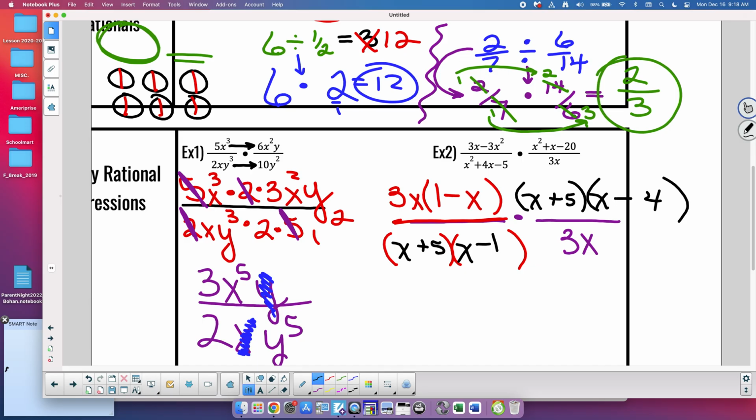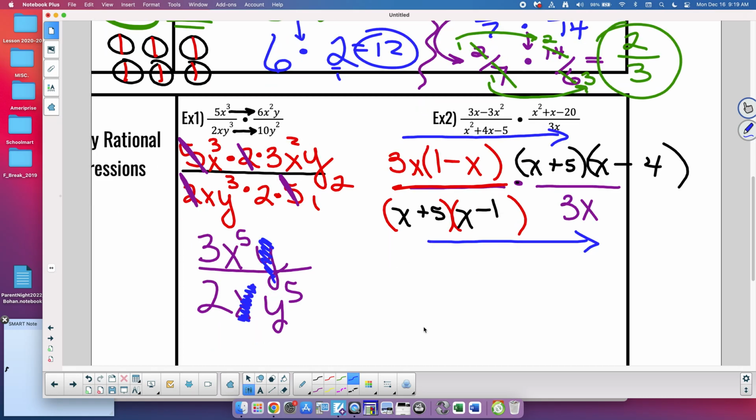Gotcha. Okay, now, you guys, I came in here saying, how do you multiply? And we struggle. How do you multiply? You do top times top and bottom times bottom, but don't until you cancel. Now, anything the same? X plus 5 with an x plus 5. Okay, hang on. This guy? Yep. This guy. And 3x.